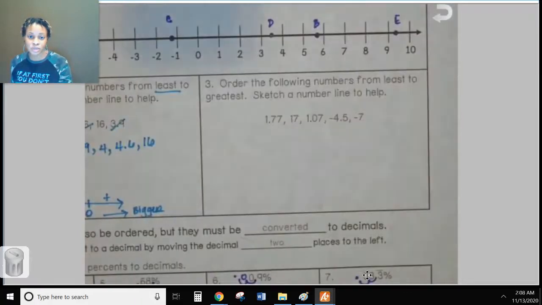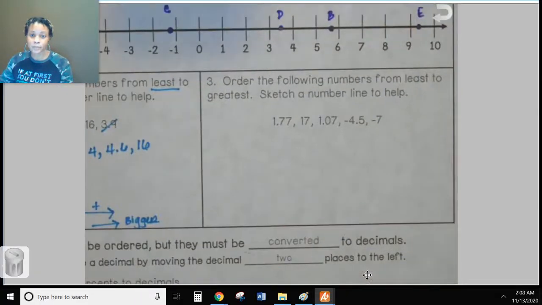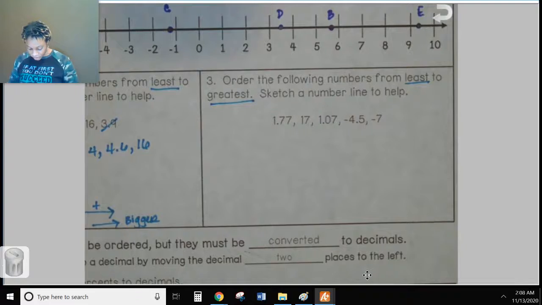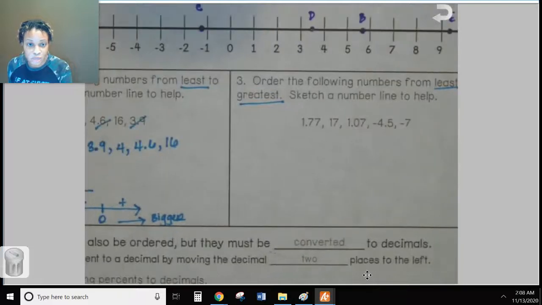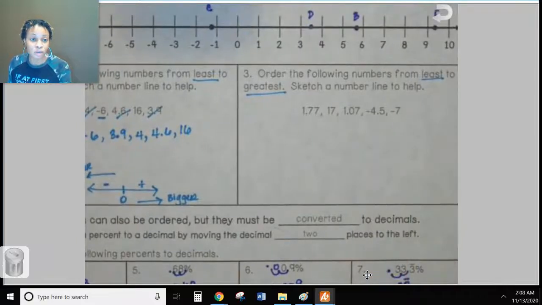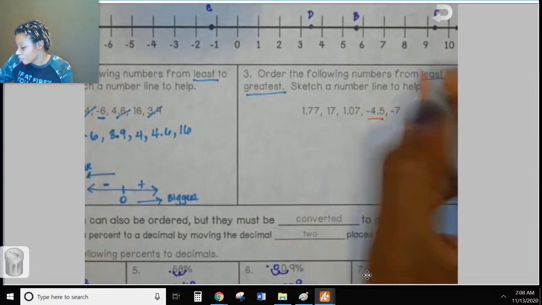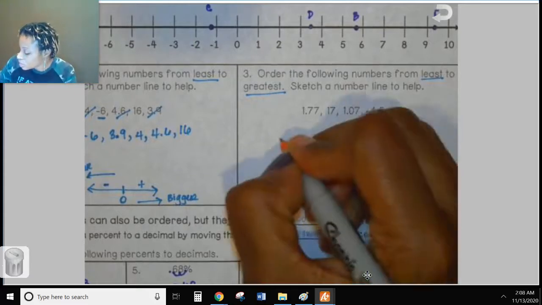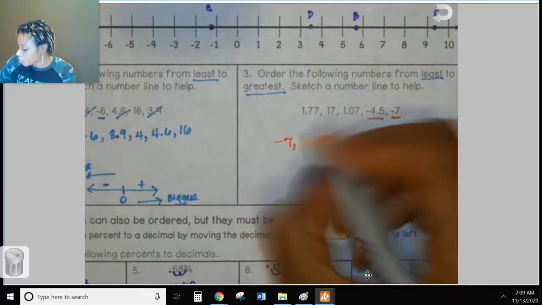So let's go to the next one. This one again says order from least to greatest. And you can sketch your simple number line if you need that to help you. Since I can still see it on my other one, I'm not going to sketch it over here. Again, that same strategy, look for negatives. This time I see -4.5 and -7. So you have to think of which one is smaller. If I was going 0, -1, -2, -3, -4, -5, -6, -7, -7 would be the farthest out. So -7 is my smallest. Then after -7 would be -4.5.